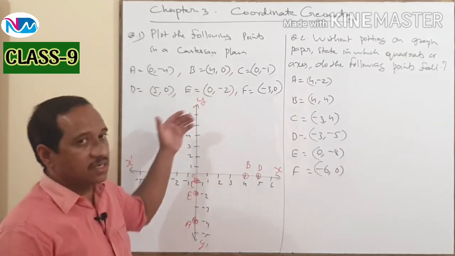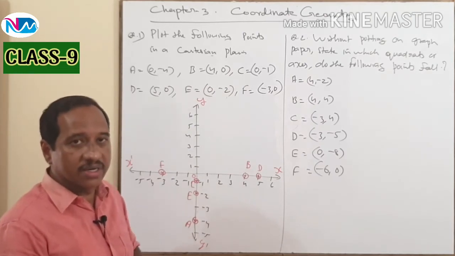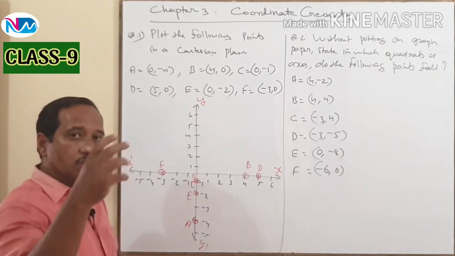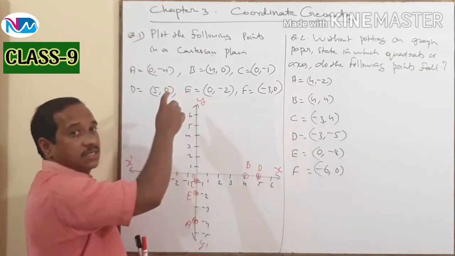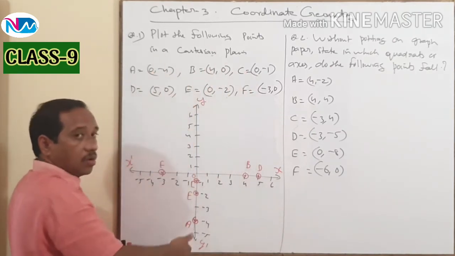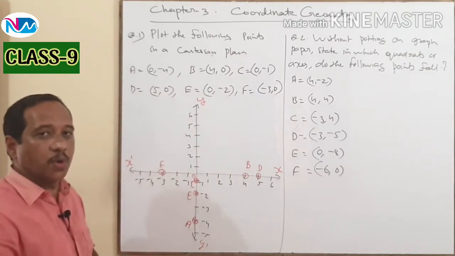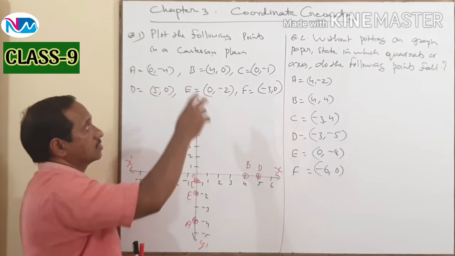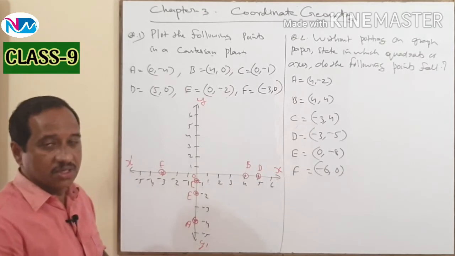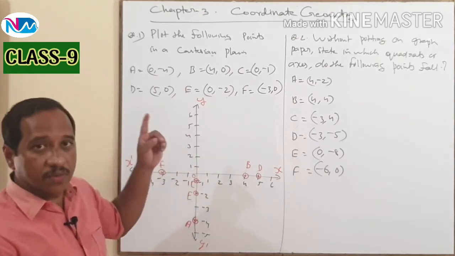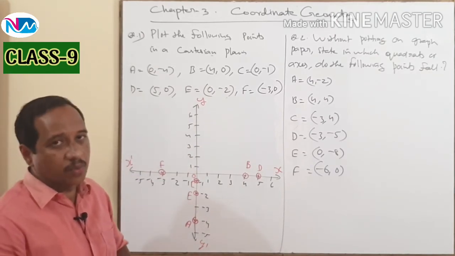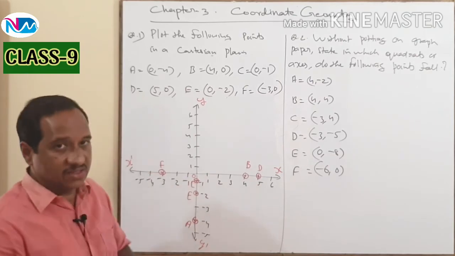In all these points, you can see that a few points have x-coordinate 0 and a few points have y-coordinate 0. All those points whose x-coordinate is 0, that is A, C and E, are on the y-axis. And all those points whose y-coordinate is 0, that is B, D and F, are on the x-axis. This shows that if the x-coordinate of a point is 0, it is on the y-axis, and if the y-coordinate of a point is 0, it is on the x-axis.